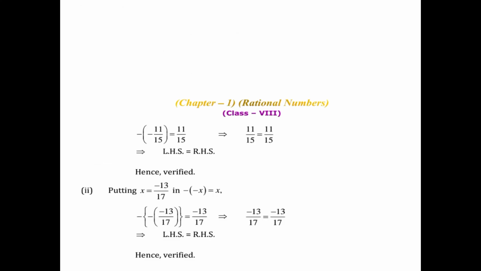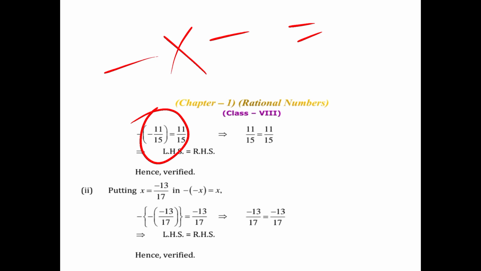Okay, you can see here, this minus into minus x, instead of x we wrote here minus 11 by 15, that is equal to 11 by 15. Minus into minus, when multiplied, will give rise to a plus number. So minus into minus 11 by 15 is equal to 11 by 15, hence LHS is equal to RHS. Similarly the second part can be verified.